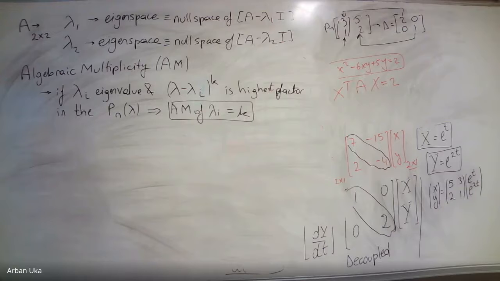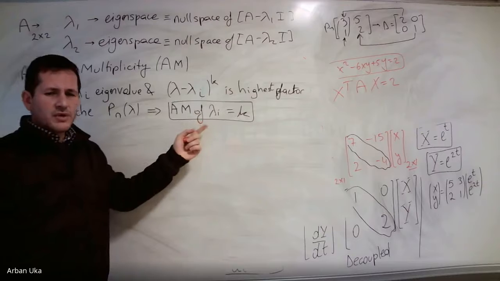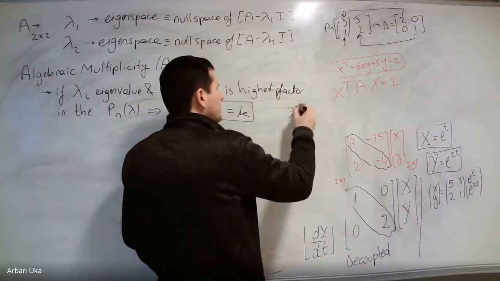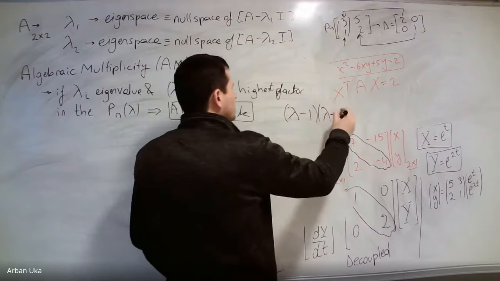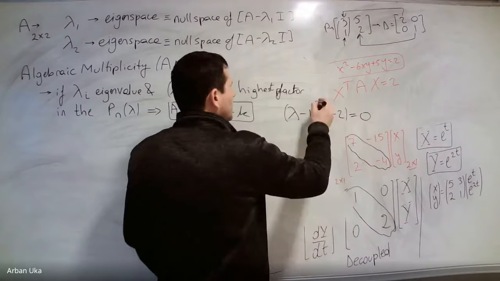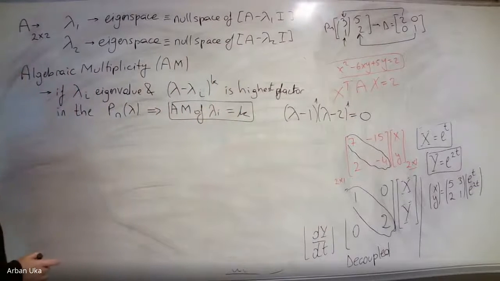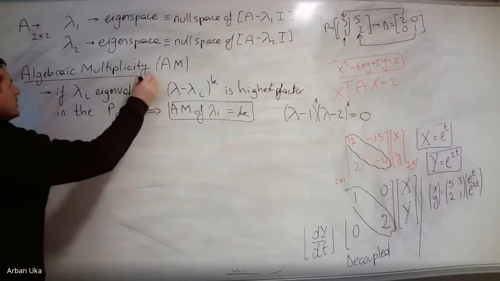In the examples we solved in the previous session, the algebraic multiplicity of all of the lambdas was equal to 1. Why? Because we had expressions like lambda minus 1 times lambda minus 2 equal to 0, and these were all to the power 1, which means that each lambda is a single root. This is one important concept.